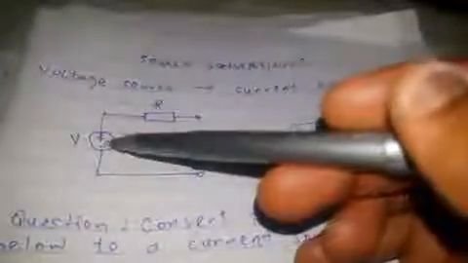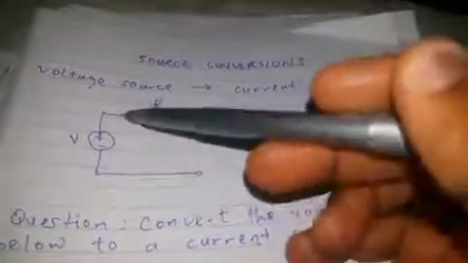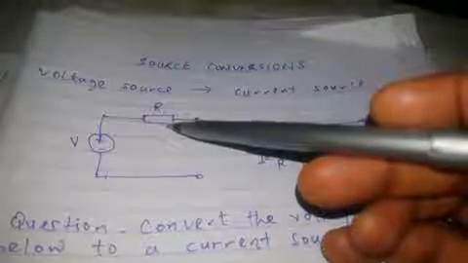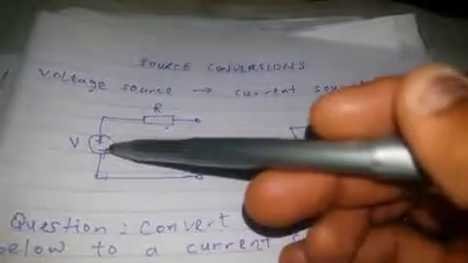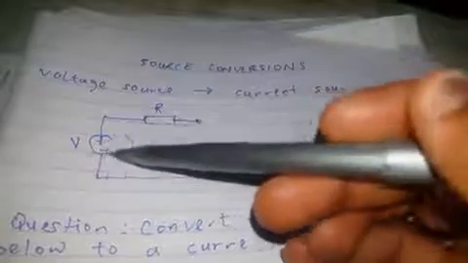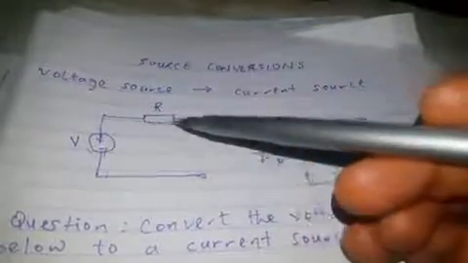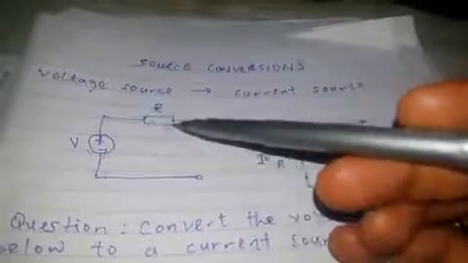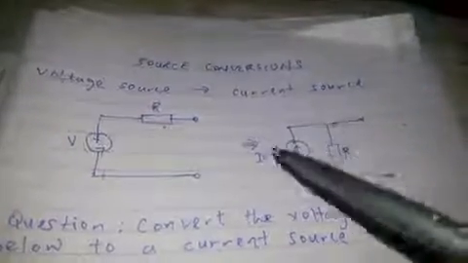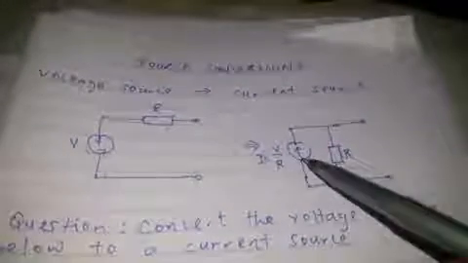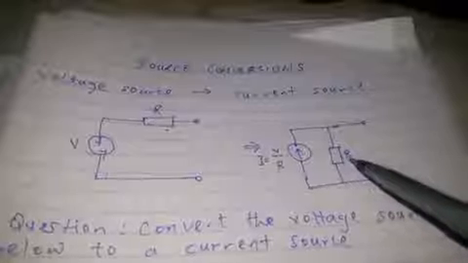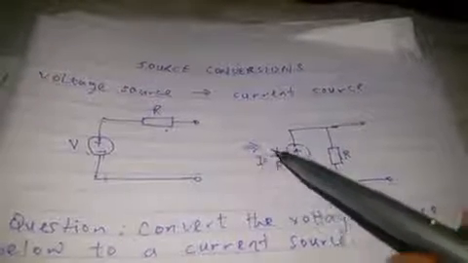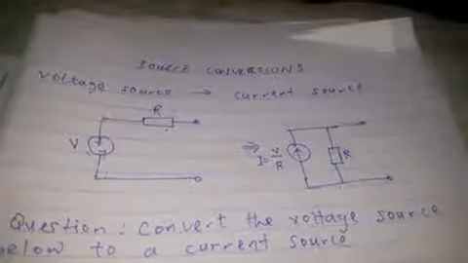Now, to convert a voltage source to a current source, the voltage has to be in series with a resistor. So that's the voltage source. How do you know a voltage source? The plus and minus, and that's the resistor, in series with the resistor. To convert it to a current source, the current source will now be in parallel with that resistor. And current, as we know, is V over R.